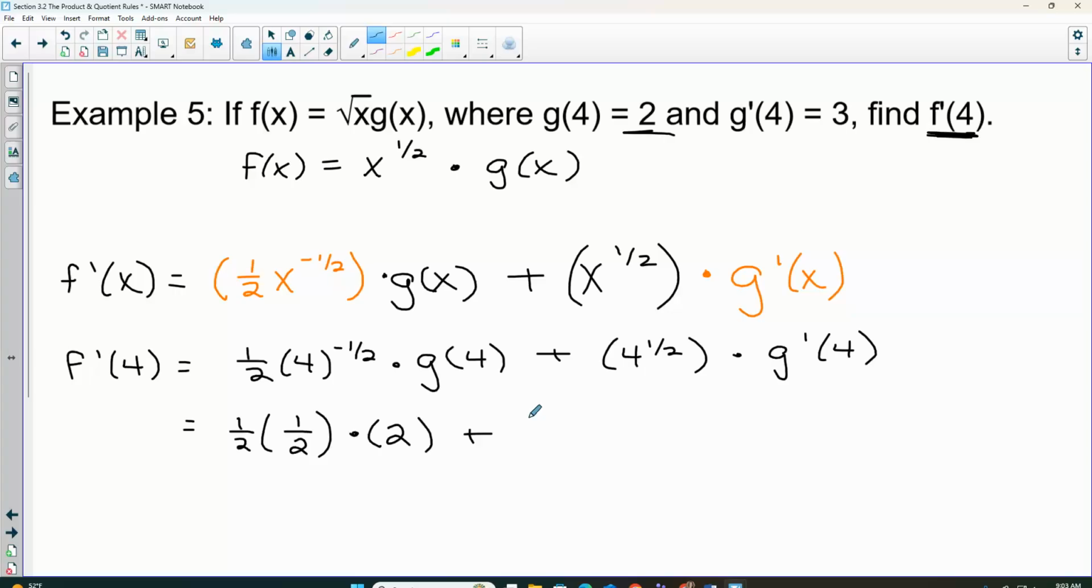Okay, 4 to the 1/2 means the square root of 4, so that's 2, times g prime of 4, and I told you that was 3, so we get 1/2 plus 6. So 6 would be like 12 over 2 plus 1 over 2, so 13 halves, or 6.5.